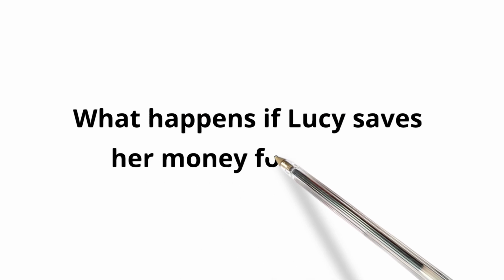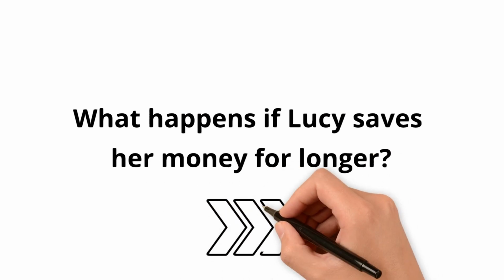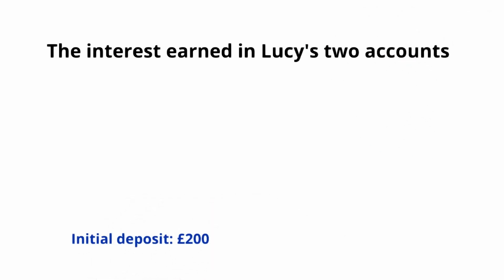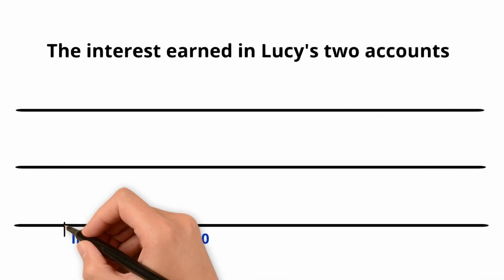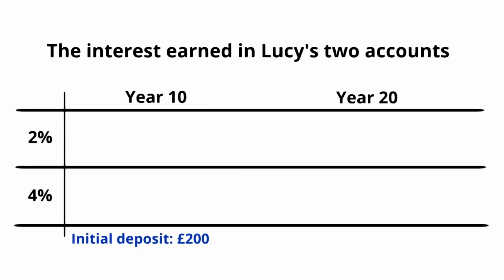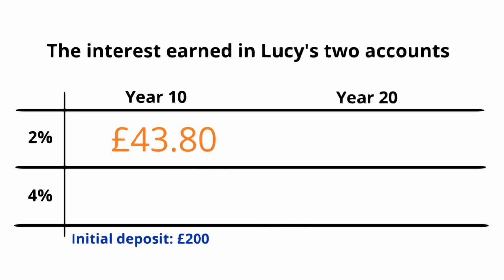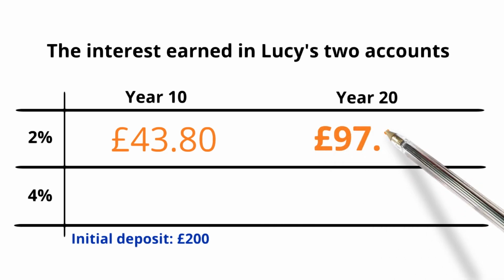What happens if Lucy saves her money for longer? If we continue the calculations that we have done in this video, we'll see that the effects of compound interest grow over time. In the savings account that pays 2% interest yearly, Lucy will earn £43.80 over 10 years, but £97.19 over 20 years. The effect is even larger in her account that pays 4% interest.